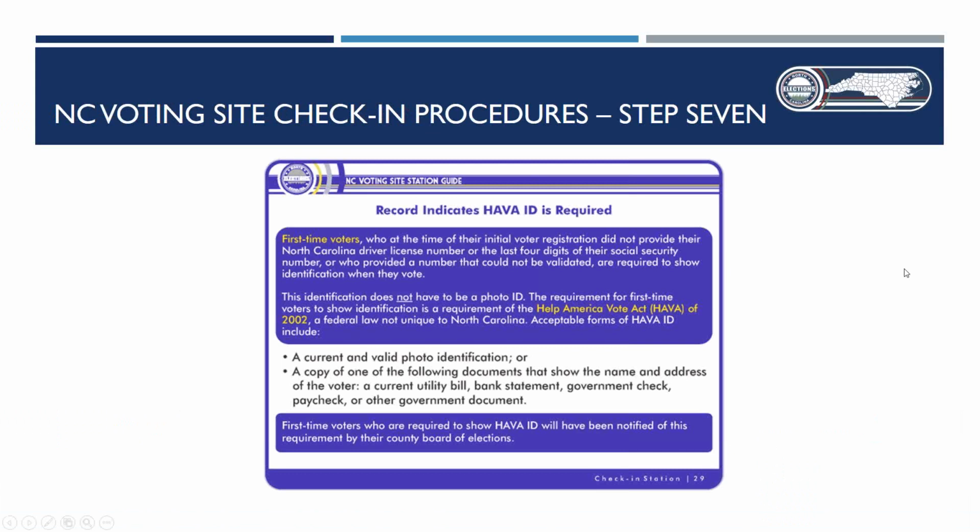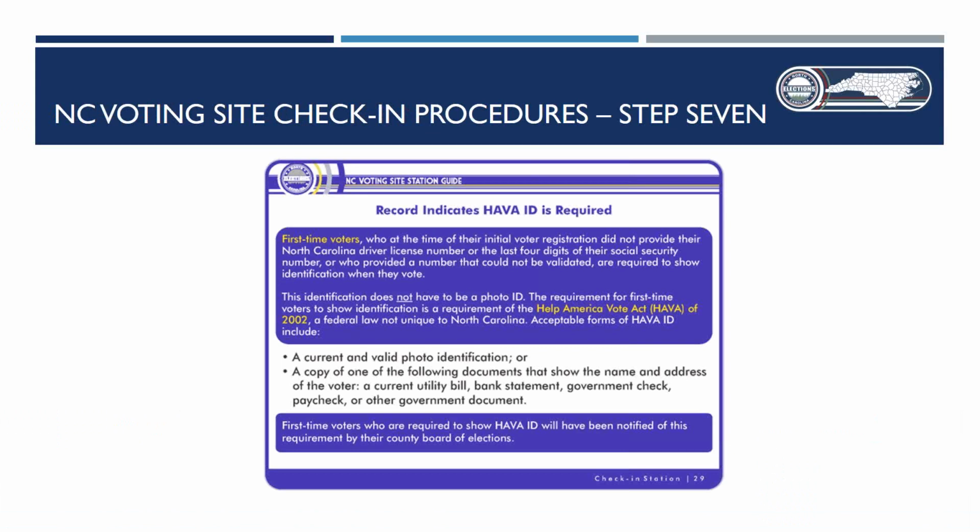Okay. The record indicates that a HAVA ID is required. A first-time voter who at the time of their initial voter registration did not provide the North Carolina driver's license number or the last four of their social, or who provided a number that could not be validated, is now required to show that identification when they vote. Now, it doesn't have to be a photo ID. The requirement for first-time voters to show ID is a requirement of the Help America Vote Act, HAVA, which is a federal law.